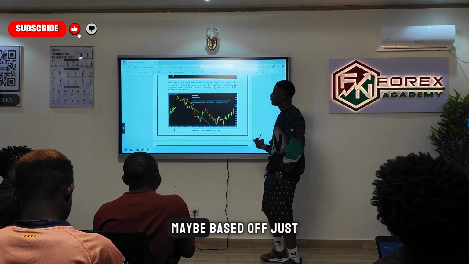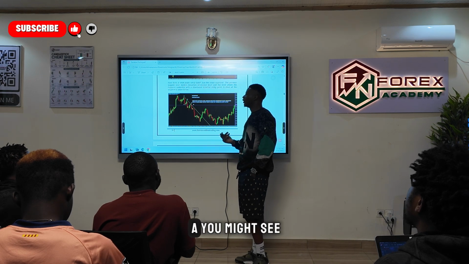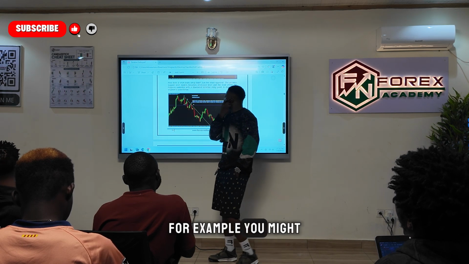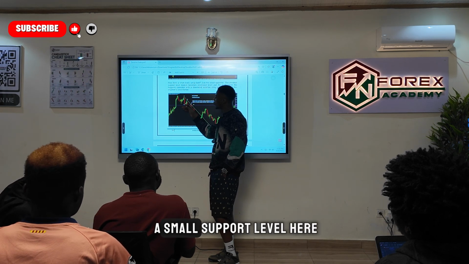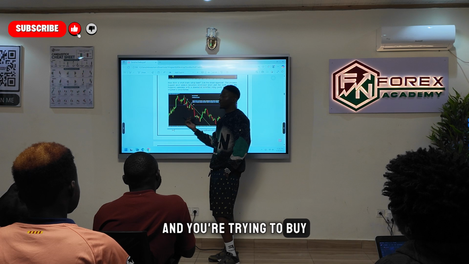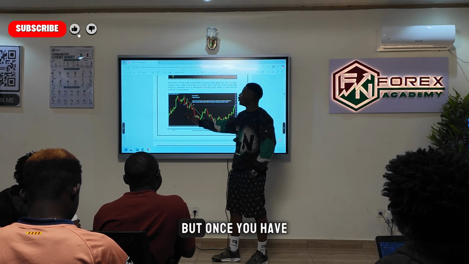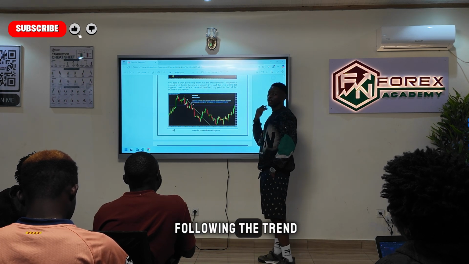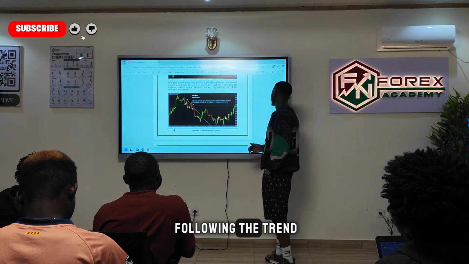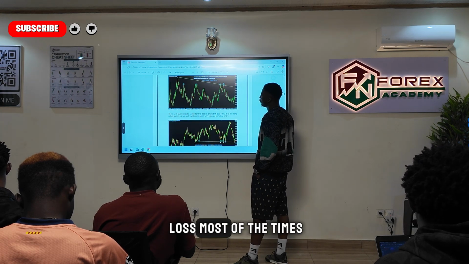Unlike somebody who is trading maybe based off just support and resistance, those key levels. You might see a small support level here, or a small support level here, and you're trying to buy. You see that the bigger picture is down, right? But once you have your trend line, you're going to be aware that you should be trading following the trend. And as you're trading following the trend, you're going to have bigger opportunities and avoid hitting stop loss most of the time.